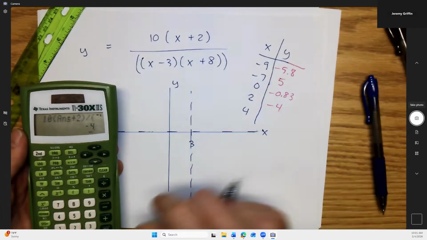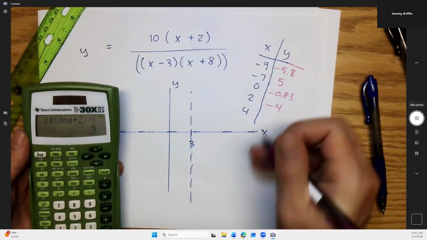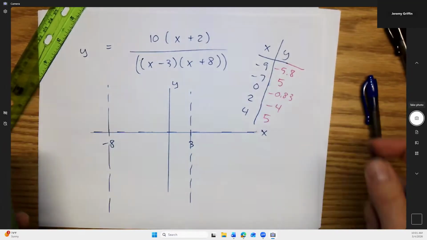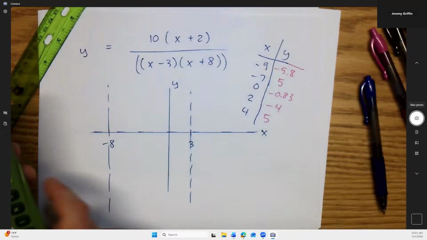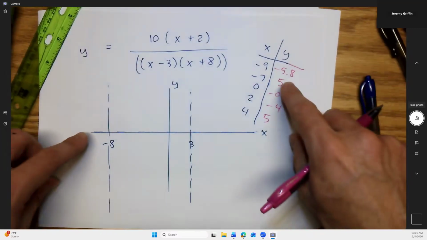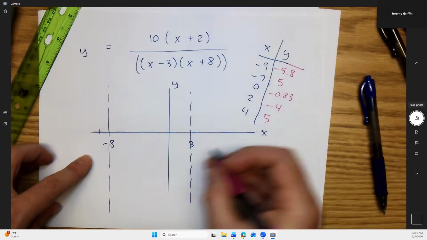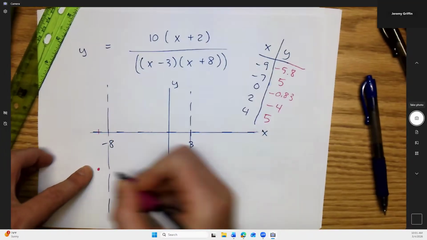2, -4. But that was lucky, got a whole number. Then plug in 4. Oh wow, actually, this was a really nice equation. I got a few whole numbers in that. That won't always happen. But -9, -5.8 is probably right about here.